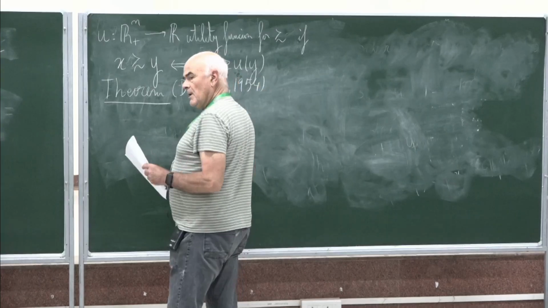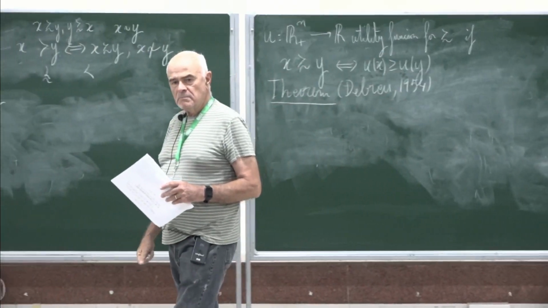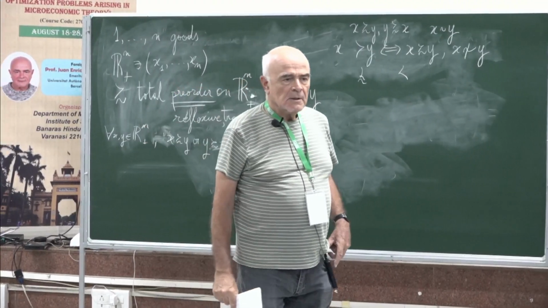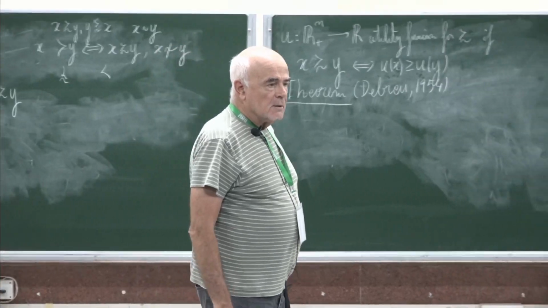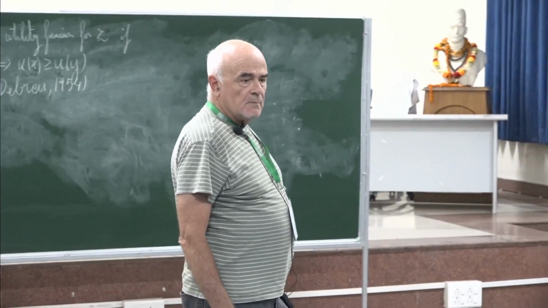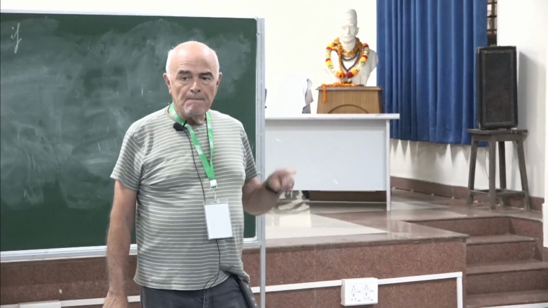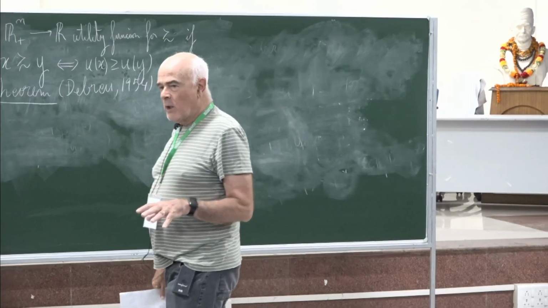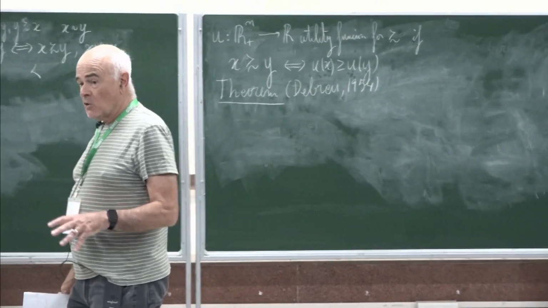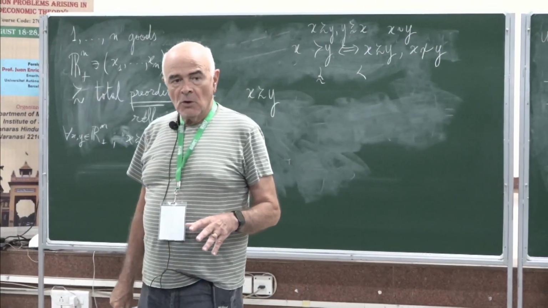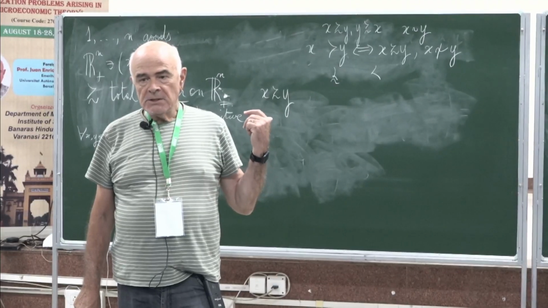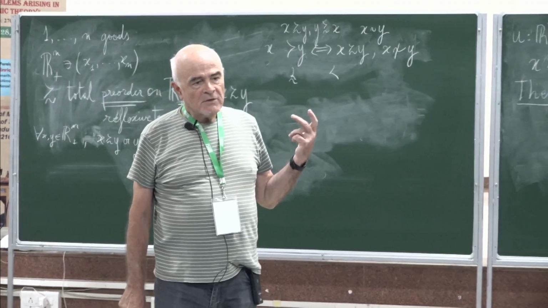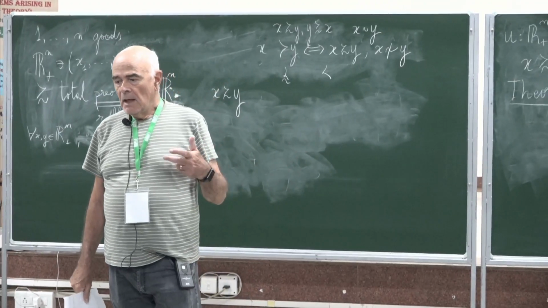Have you ever heard about this name? I met him once in Paris. He passed away long ago. Gerard Debreu was a French economist and mathematician, working in the United States. And he got the Nobel Prize in economics. There is the famous Arrow-Debreu.